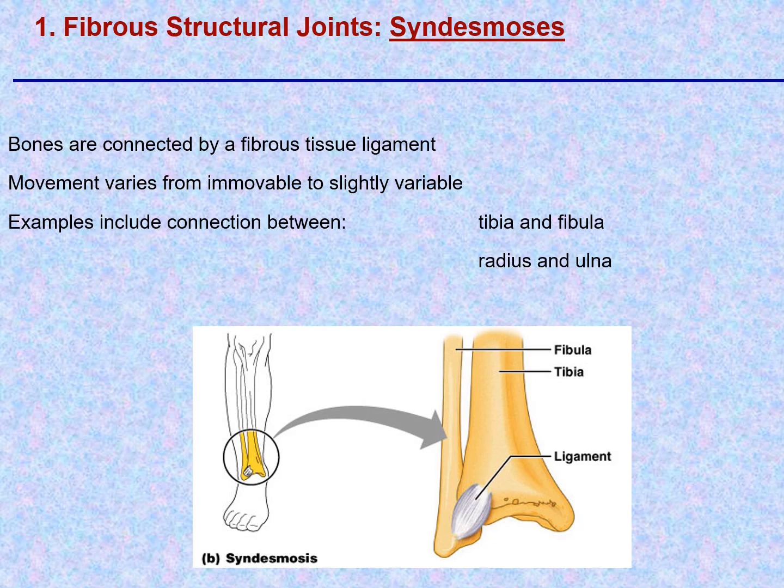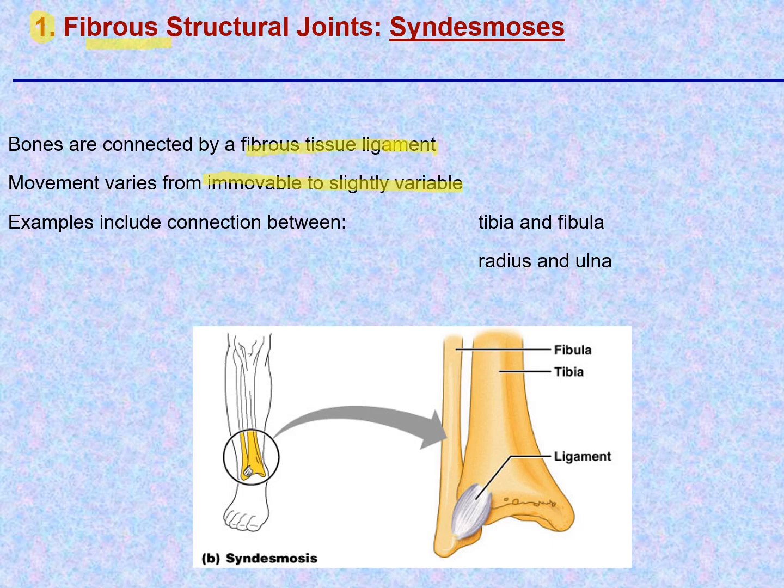The second type of fibrous structural joint. This number 1 here refers to the fact that it's the first of the three types, fibrous, cartilaginous, or synovial, classifications on the basis of structure. The second type of fibrous structural joint are the syndesmoses, which allow anywhere from some movement to completely immovable. So functionally they vary somewhat. They are connected by fibrous tissue. In fact, it's a ligament.